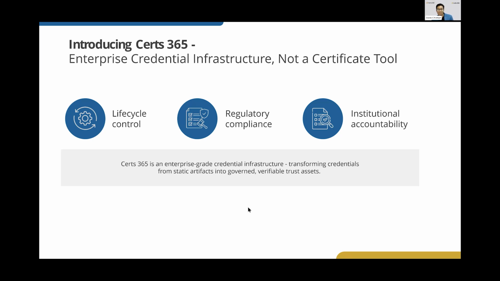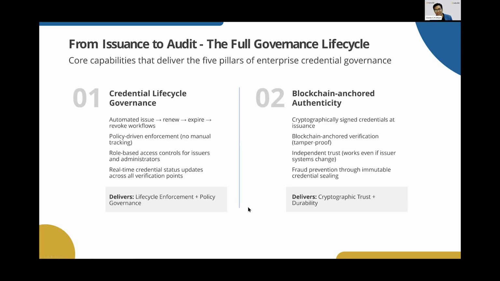So you have an enterprise grade credential infrastructure, which is actually helping you talk about the two most important parts of it, right? The most important parts are you have a life cycle and then you have blockchain authenticity, right? So first and most important is that the capability the credential ecosystem is driving is the life cycle.